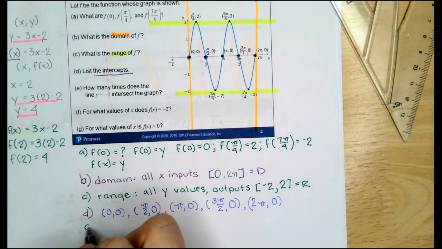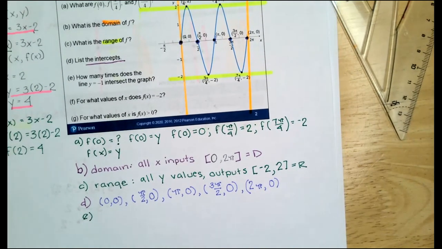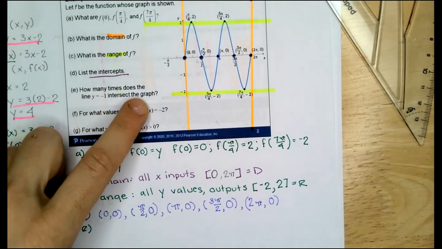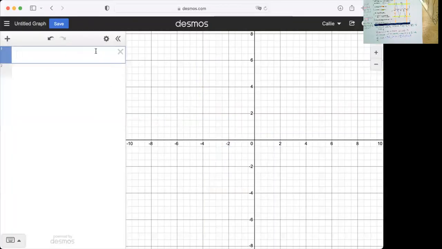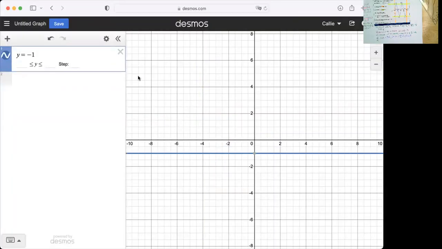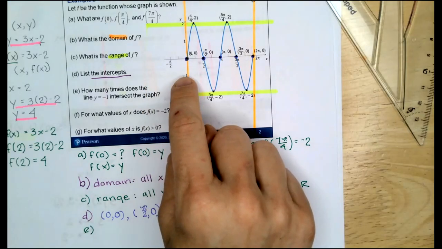Let's go on to E. How many times does the line y equals -1 intersect the graph? So this is definitely a new question, right? Where is y equals -1, okay? And if you don't know, it's fine to head over to Desmos and just have Desmos graph it for you. Y equals -1 looks like that line. So if we transfer that line over to our graph, it just means we draw a horizontal line at y equals -1. Everywhere y equals -1, we're going to draw a line.